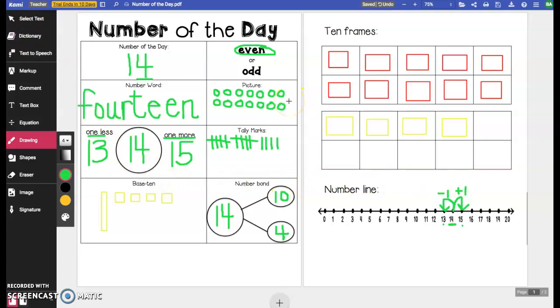And starting next week, we're going to look at ways to make a number. So not only in the ways that we have been making it for our number of the day, but we're going to talk about other ways that we can add numbers together or subtract numbers to get to that number. So be looking towards that for next week.